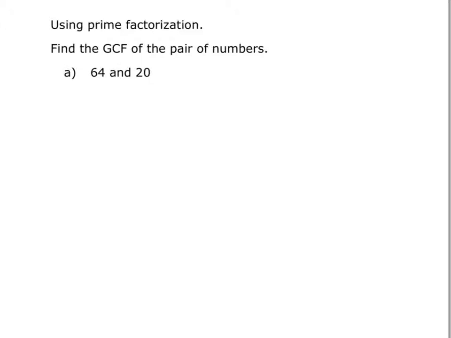In this example, we're going to find the greatest common factor again, but this time we're going to do it using prime factorization. So in other words, we're going to make a factor tree of both of these numbers, and then we're going to find the greatest common factor doing that. So I have 64. I'm going to make a factor tree for that, and then I'm going to do 20.